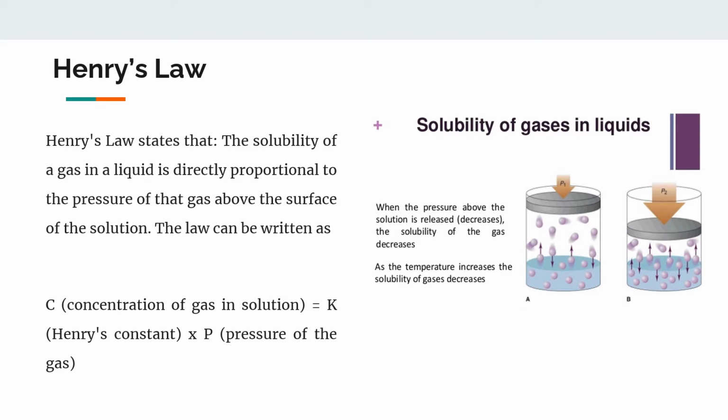Now we are going to talk about Henry's law. Henry's law states that the solubility of a gas in a liquid is directly proportional to the pressure of that gas above the surface of the solution, and the law can be written as concentration is equal to the Henry's constant, which is denoted as K, multiplied by the pressure of the gas, which is denoted by P.